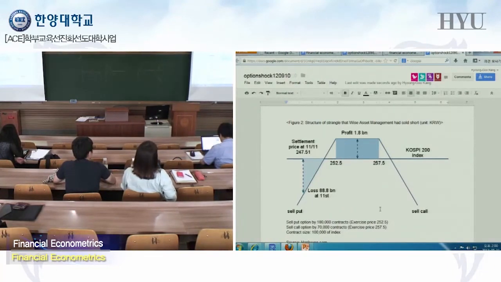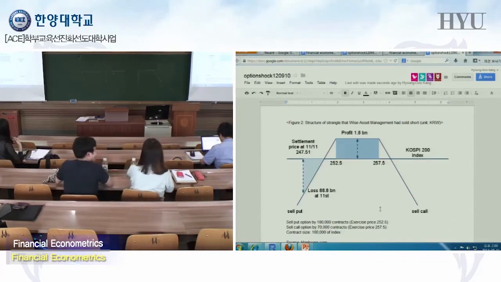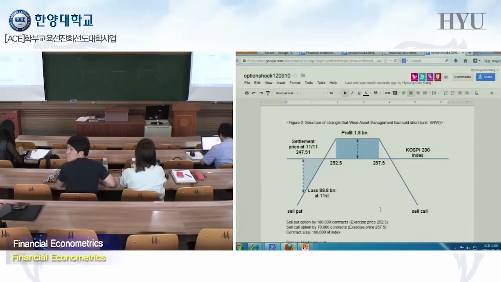Okay. And they also sold call options, 70,000 contracts, exercise price 257.5. And the contract size is they deliver 100,000 of index. Okay? So therefore, this is the exercise price of the put option part. This is the exercise price of the call option part. Okay? Therefore, at that time, their maximum possible profit was 1.8 billion.